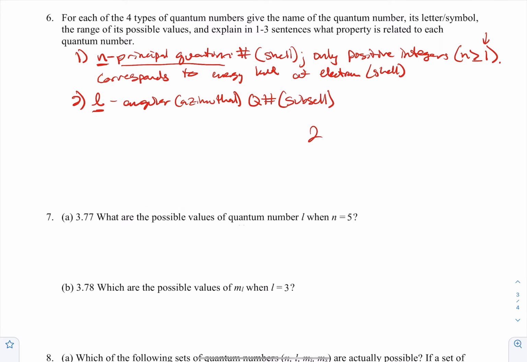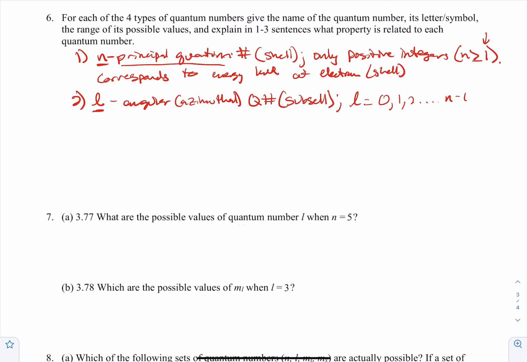You can have 2s and 2p. They have the same principal quantum number 2, the same n. They're both in n equals 2, but they have different subshells, slightly different energies within that shell. Now the rule for this one is it can only be positive whole number integers starting at 0: 0, 1, 2, up to n minus 1. So it can never be the actual n. If we had n equals 5, our values for L could only be 0, 1, 2, 3, and 4. They couldn't go up to 5.